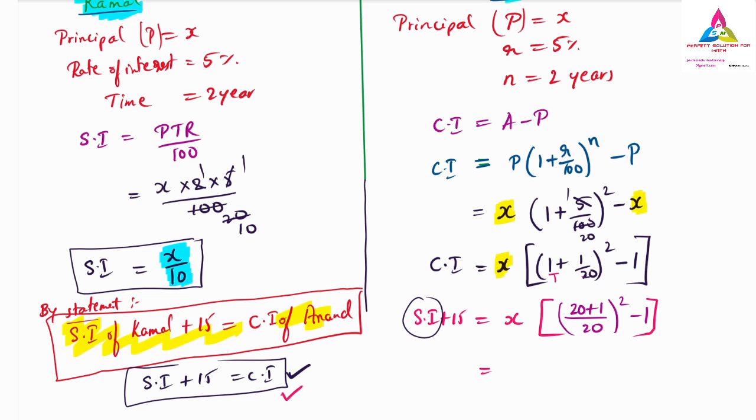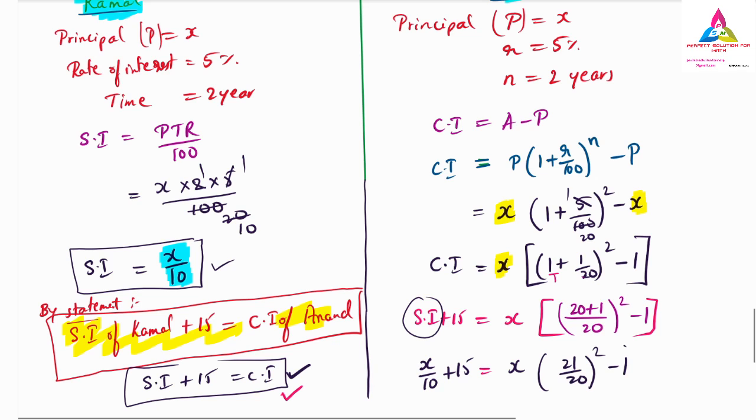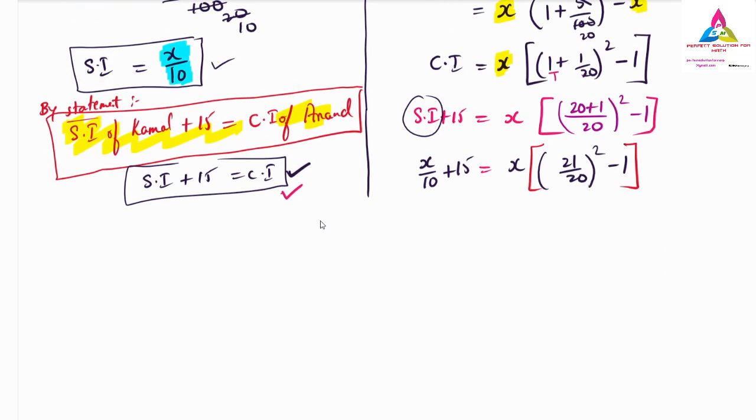Simple interest means what? We already know x by 10. So x by 10 plus 15 is equal to x into (21 divided by 20 the whole square minus 1). We will put the bracket. It is most important to put that bracket. If you leave it out, it will be wrong, so keep that bracket. Okay, so next we will continue.